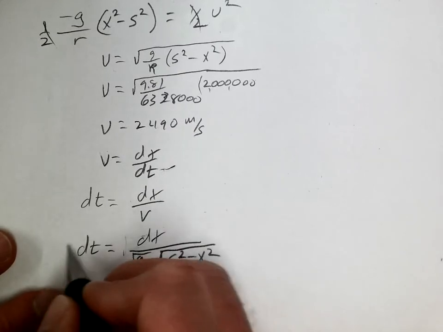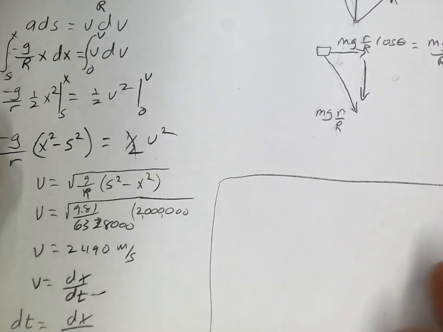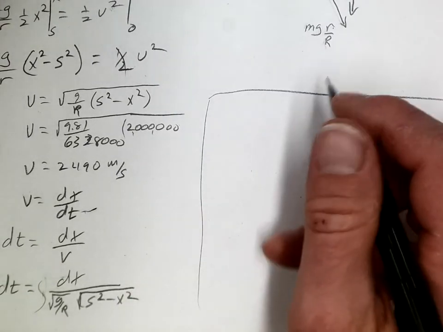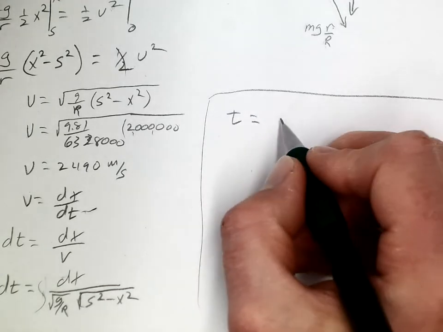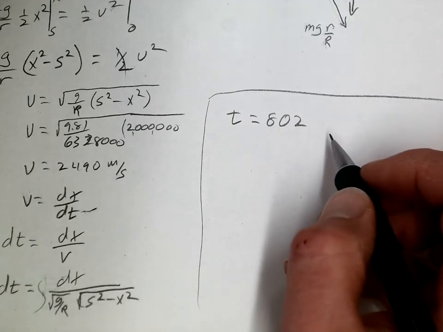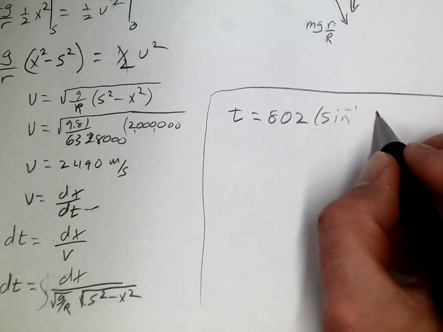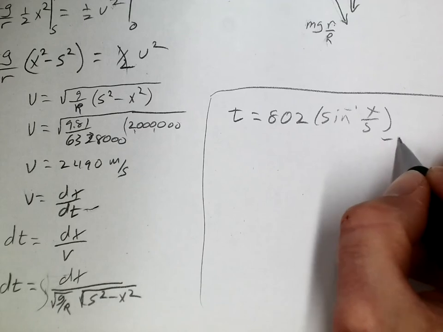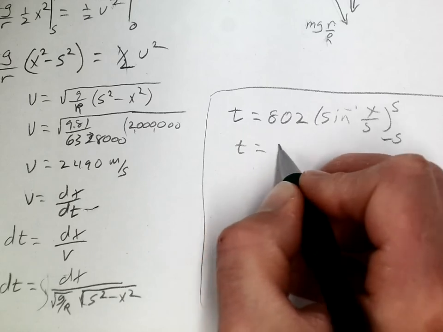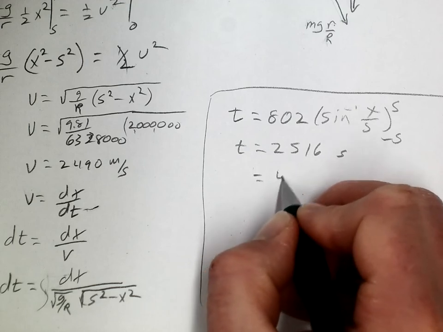So if we integrate both sides, bringing it up here, the integral of that is t equals 802, which is the inverse of that, times the inverse sine of x over s. And we'll do that from negative s to positive s, and t is equal to 2,516 seconds, or 42 minutes.